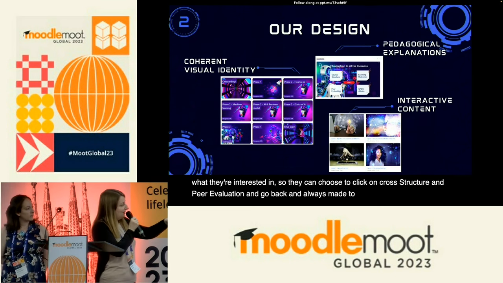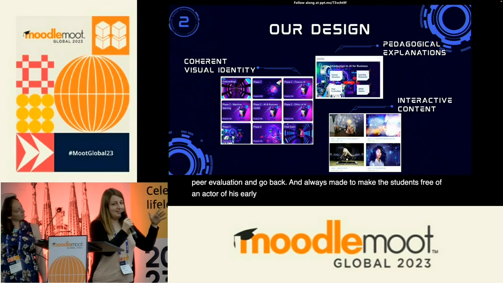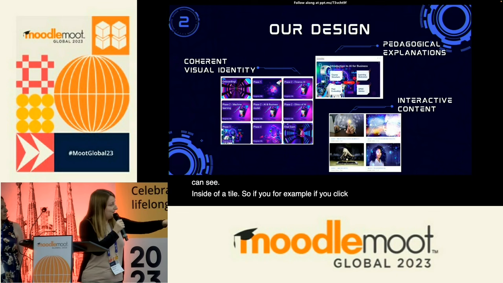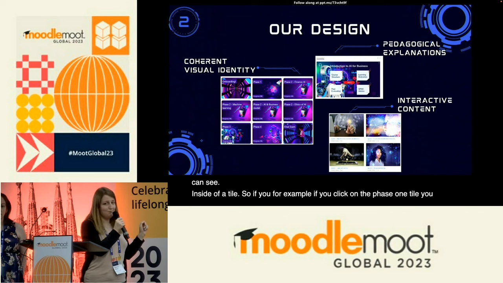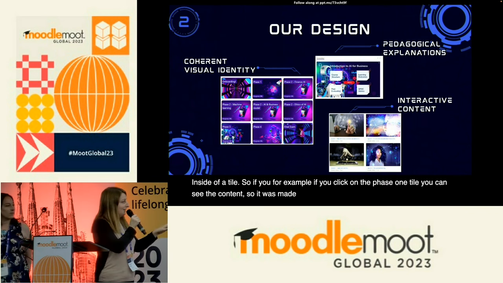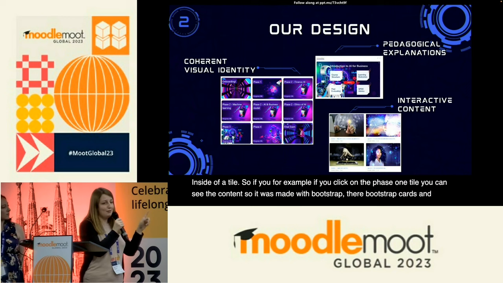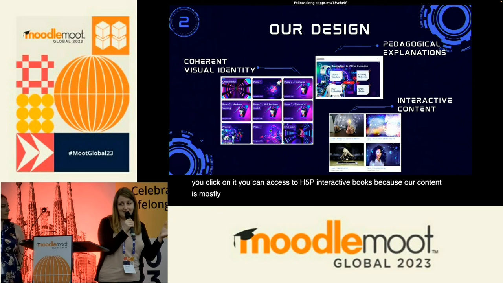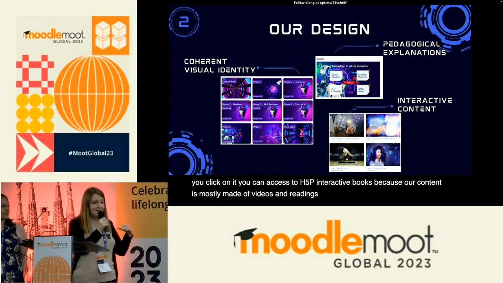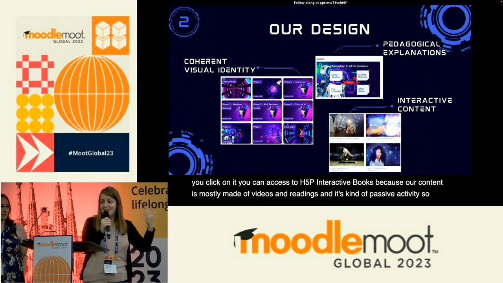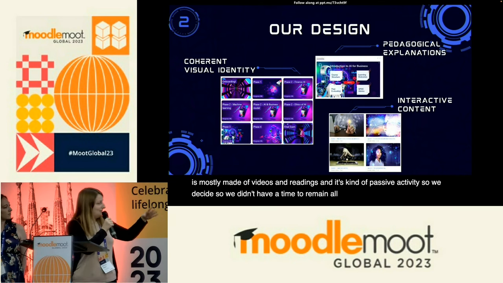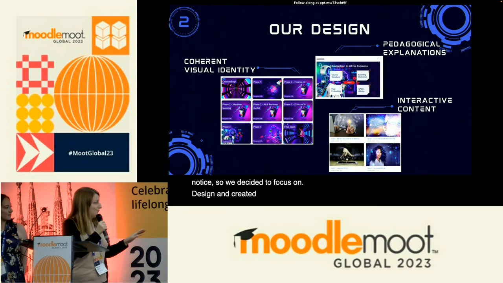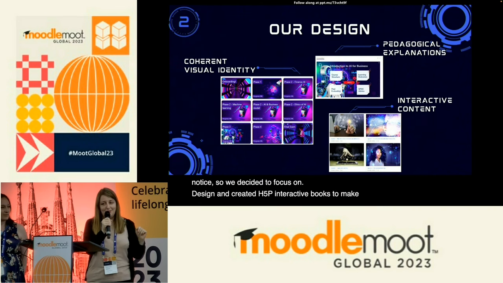And then you can see an example of what you can see inside of a tile. So if you, for example, click on the phase one tile, you can see the content. So it was made with Bootstrap. There are Bootstrap cards. And if you click on it, you can access H5P interactive books because our content is mostly made of videos and readings, and it's kind of a passive activity. So we didn't have the time to remake all of it on short notice. So we decided to focus on design and created H5P interactive books to make it more user-friendly for students.